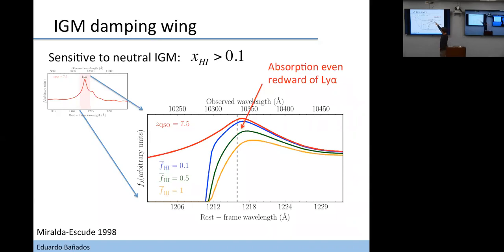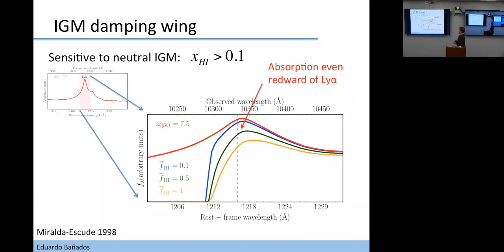So when the universe is very neutral, you start to observe absorption even redward of Lyman alpha. The red was the intrinsic spectrum. If the universe was 10% neutral, 50% neutral, 1% neutral, then that shape will change, as you see here in blue, green, and yellow, and has a very particular profile. But again, what is important is that you observe absorption even redward of the rest-frame Lyman alpha, and that's very difficult if you don't have a very neutral intergalactic medium.